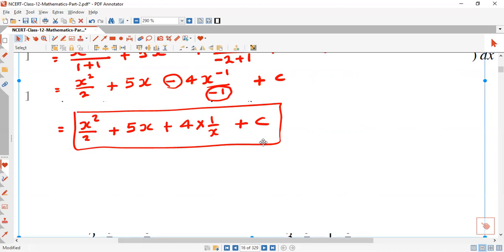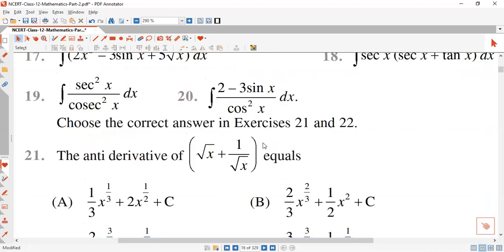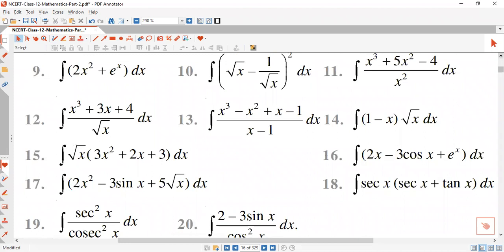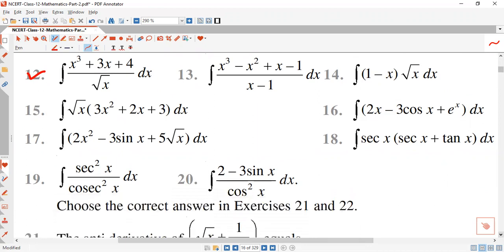Now we want to do the next question, question number 12: integration of x cube plus 3x plus 4 divided by root x dx. See this question: x cube plus 3x plus 4 divided by root x. Root x is in the denominator, and it can be written as x raised to half.